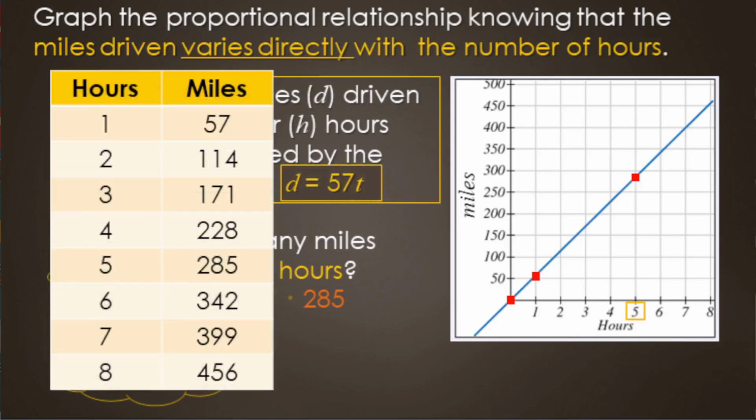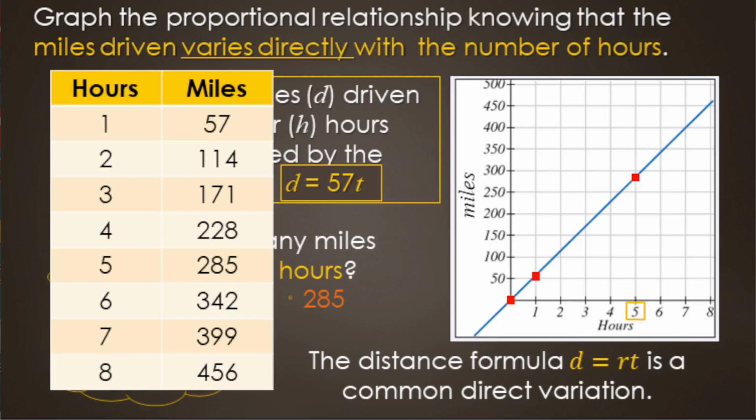Now, we could have used any of these points on here. For 1 hour, 57 miles; 2 hours times 57 makes 114; 3 hours goes to 171 miles; 8 hours goes to 456. 8 hours, 456 would have been almost at the 450, just above it. So we could have used any of these points here as well.